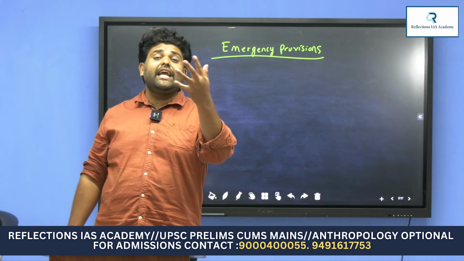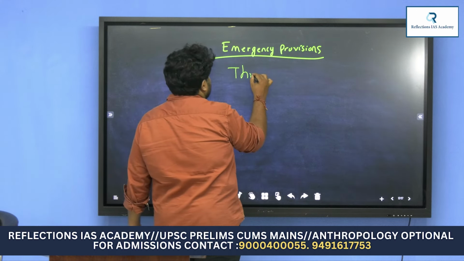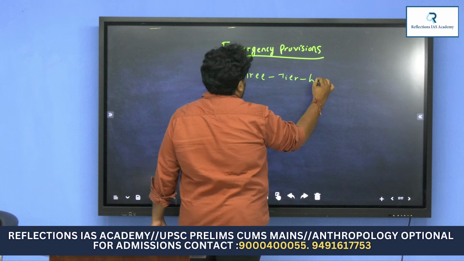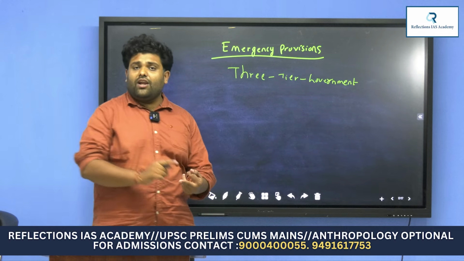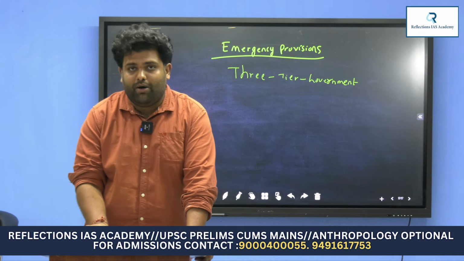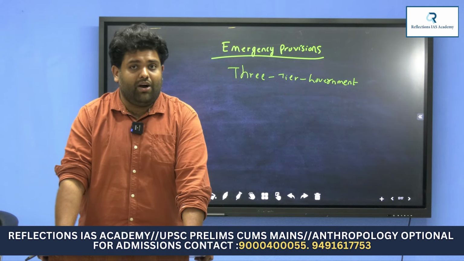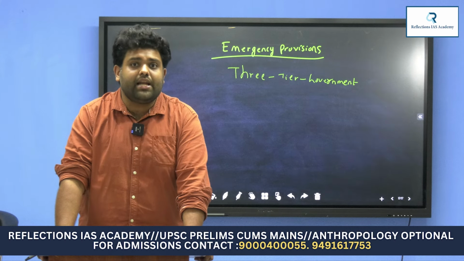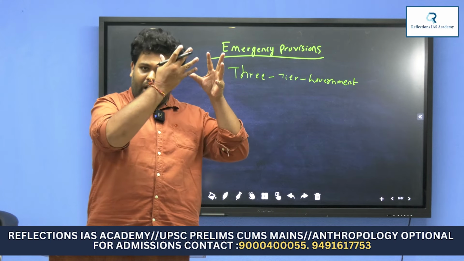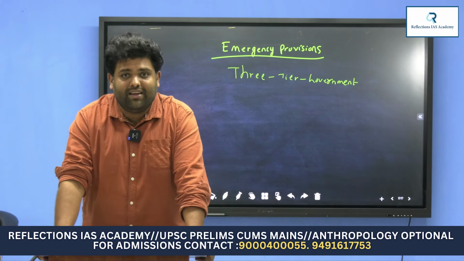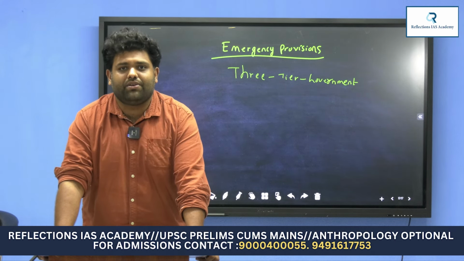And then we have three-tier government. This is a very important feature of the Indian Constitution. What do you mean by three-tier government? Central government, state government, and the third is local government. The 73rd Constitutional Amendment Act 1991 and the 74th Constitutional Amendment Act 1992 gave this three-tier government. What is it? Panchayati Raj in villages and municipalities in cities.